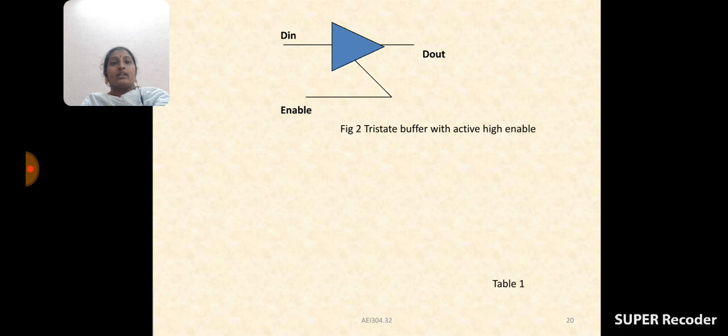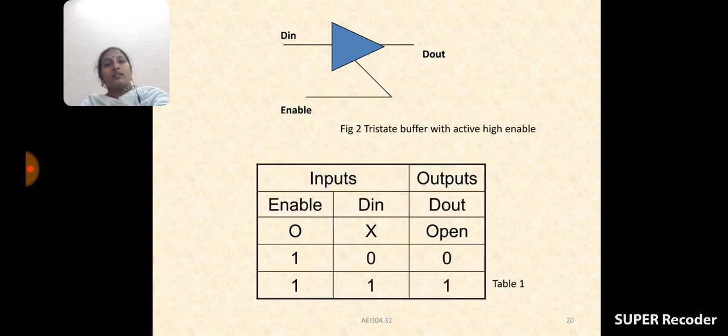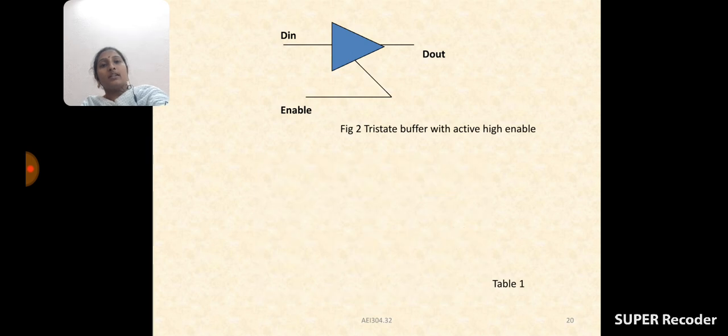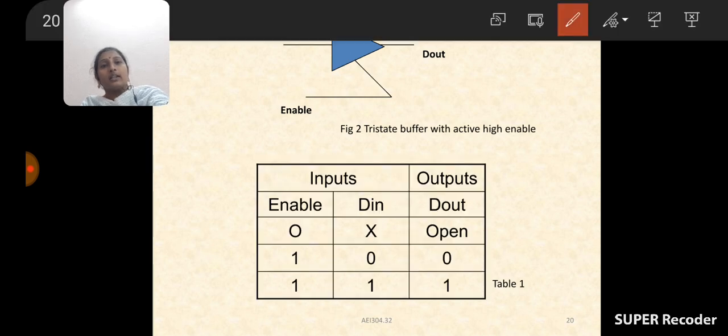Now, the symbol consists of 3 terminals: one is D in, the other is enable, and the next one is D out. So how many terminals are there in a tri-state buffer? 3 terminals. What are the 3? One is input D in, the others are output and enable.